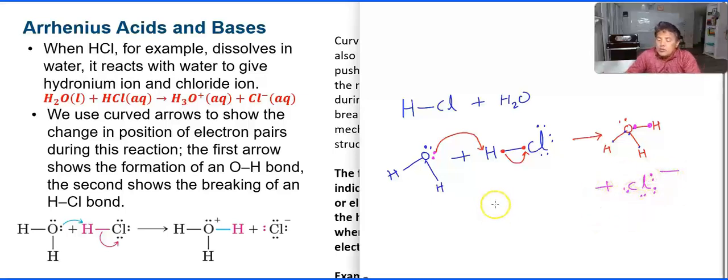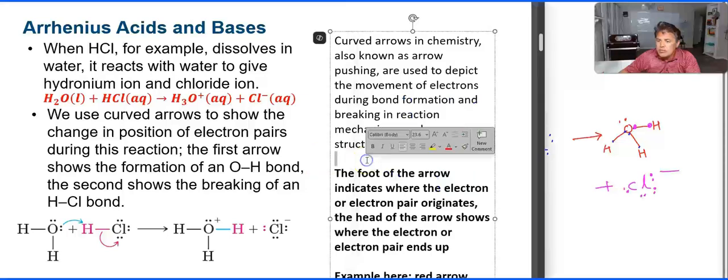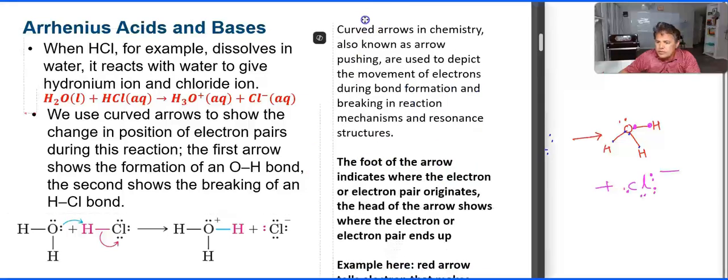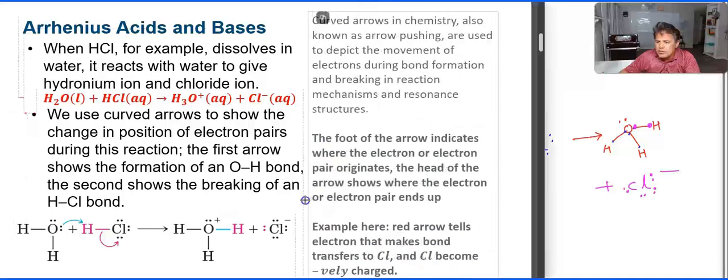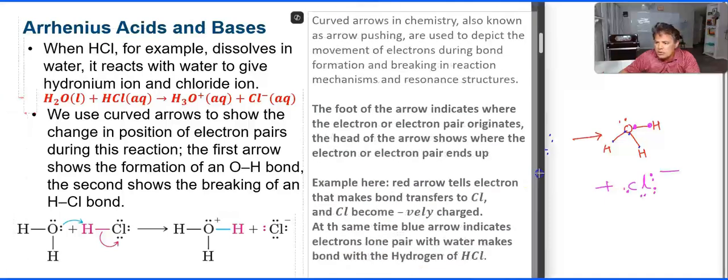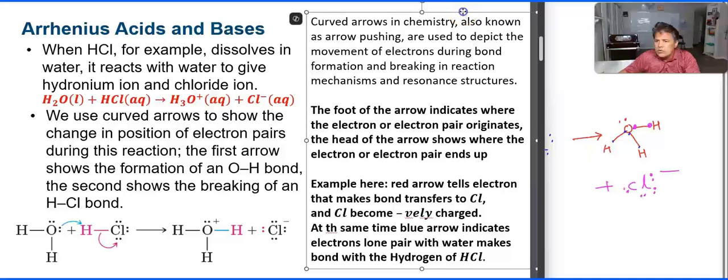So this is how it happens. This arrow pushing is just the arrow showing where the electrons are going. The head of the arrow is where the electrons are going, and the tail of the arrow is where the electrons are originating. So we use this arrow pushing method to show the electrons coming and going for this structure.